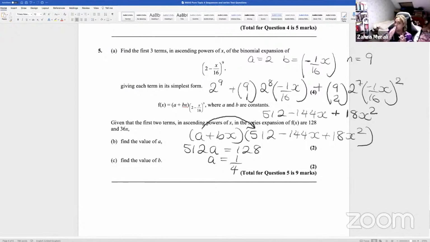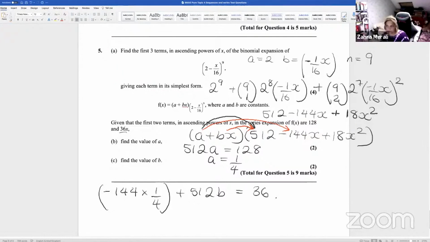And now we want to find b. So how are we going to get an x term? To get an x term, it's going to be this a multiplied by minus 144. But it's also going to be this b multiplied by 512. So we're going to have minus 144a, which we know is 1/4, plus 512b, which is going to equal, what were we told? 36. So we're going to then be able to solve for b.